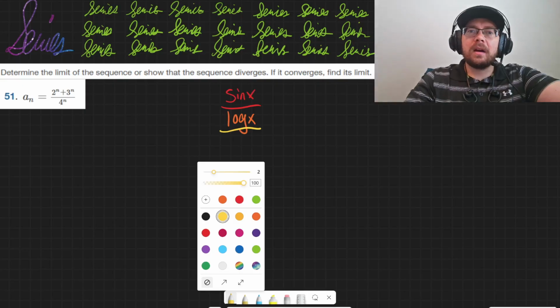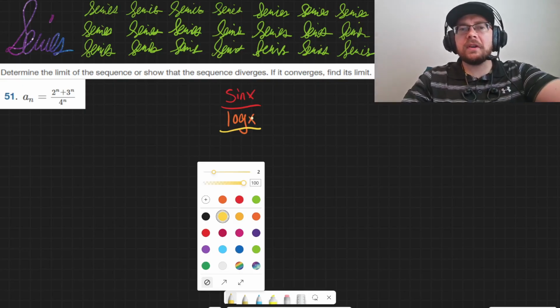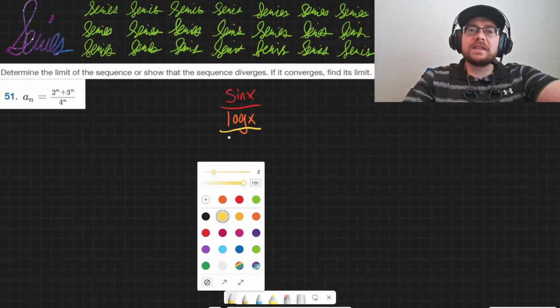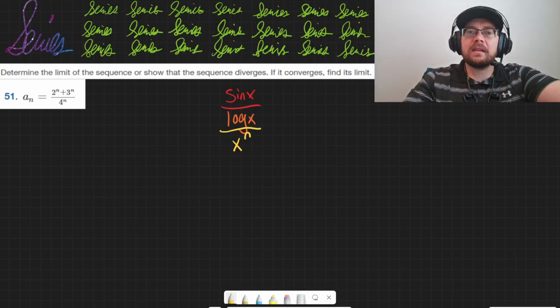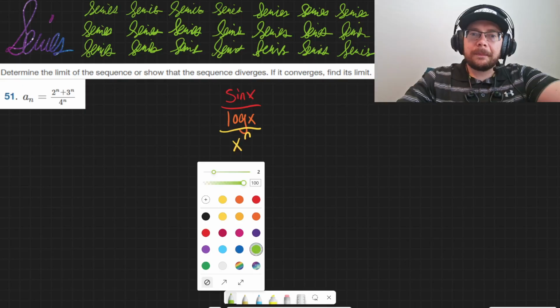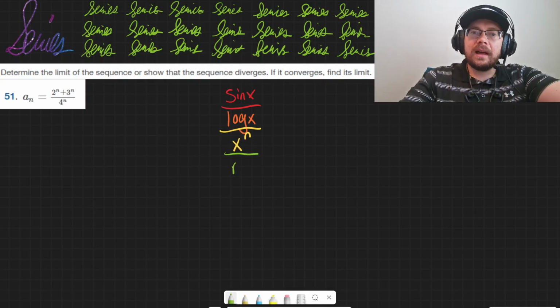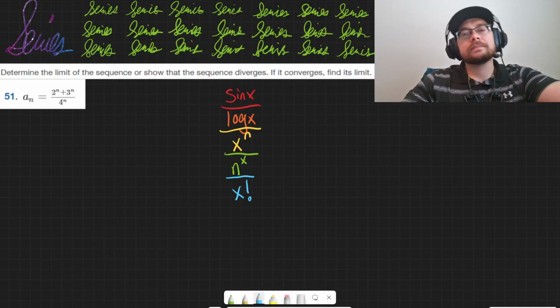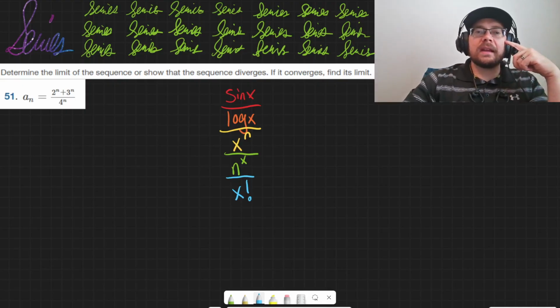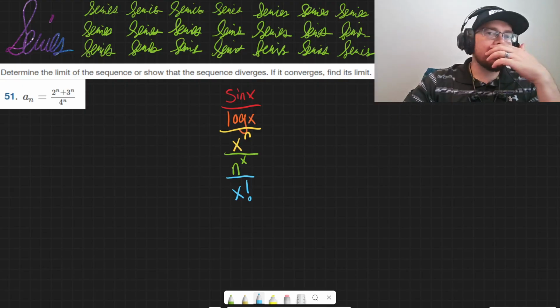But functions that don't really move versus functions that move very, very slowly versus functions that move at a steady rate, like x to the power of n, steady rate functions, versus functions that move a little bit faster, like exponentials. And then what's faster than an exponential? Factorial. So that's a basic version of the hierarchy of different kinds of basic functions.